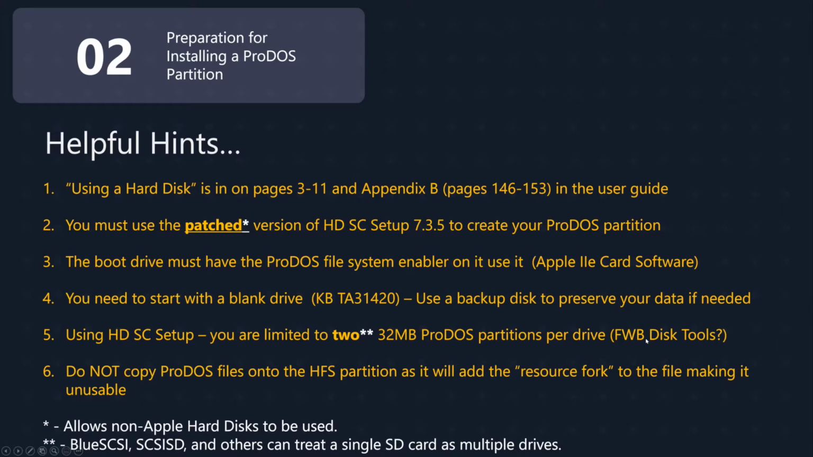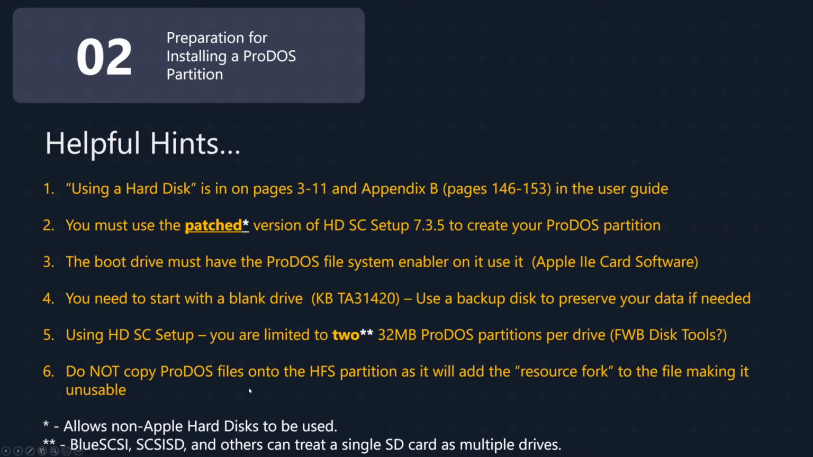Although I haven't tried the FWB disk tools yet, that may work. I don't know. And you need to use a backup disk to preserve your data. Using the HDSC setup, you're limited to 232 meg ProDos partitions. Again, FWB may allow you to have more.